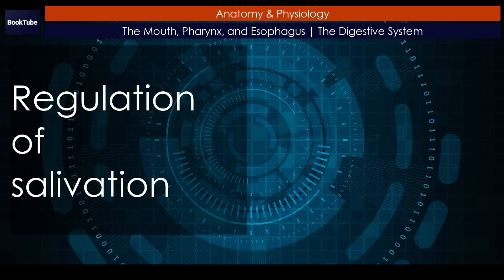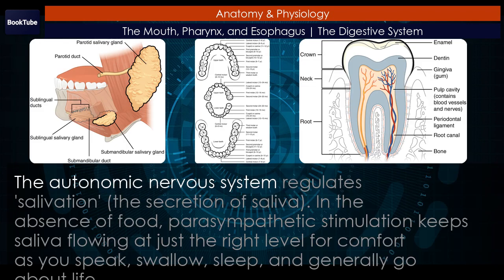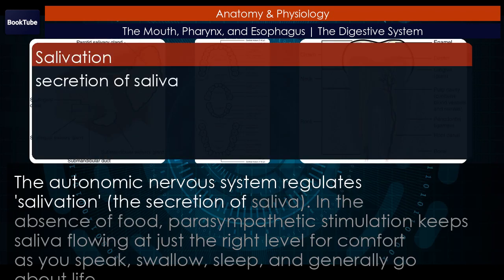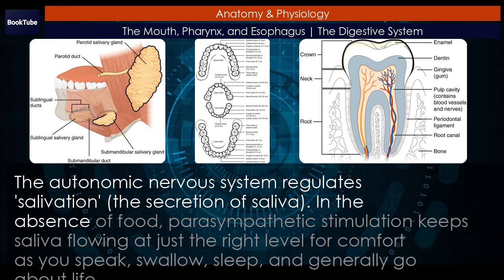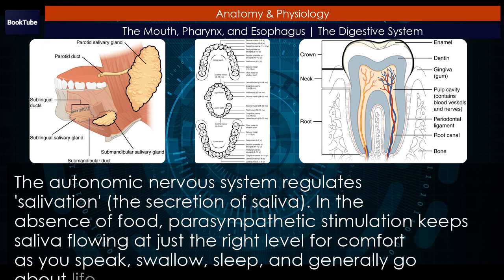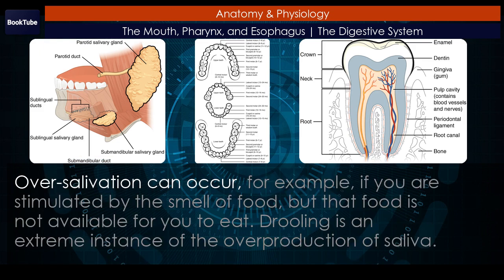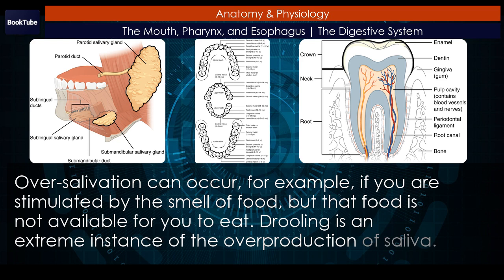Regulation of salivation. The autonomic nervous system regulates salivation, the secretion of saliva. In the absence of food, parasympathetic stimulation keeps saliva flowing at just the right level for comfort as you speak, swallow, sleep, and generally go about life. Oversalivation can occur. For example, if you are stimulated by the smell of food, but that food is not available for you to eat. Drooling is an extreme instance of the overproduction of saliva.